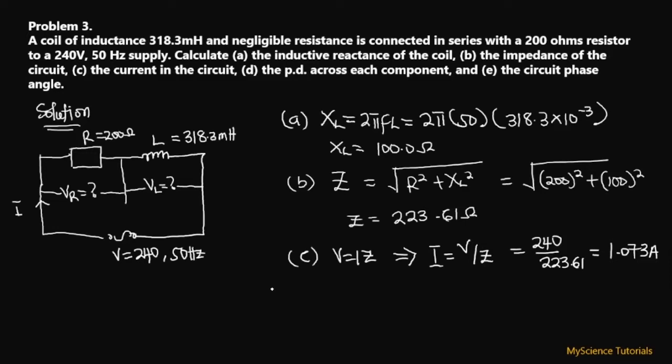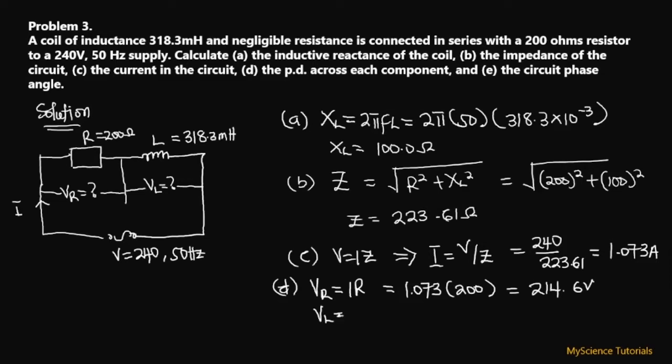Now, the D aspect of the question is demanding that we find the potential difference across each component, which is VR and VL over here. So let's do that. For VR, which is the potential difference across the resistor, it is going to be IR. And we found the I, which is the current, to be 1.073 multiplied by the resistance of the resistor, which is 200 over here. So if we do the multiplication, for our VR we are going to get 214.6 volts as our answer.